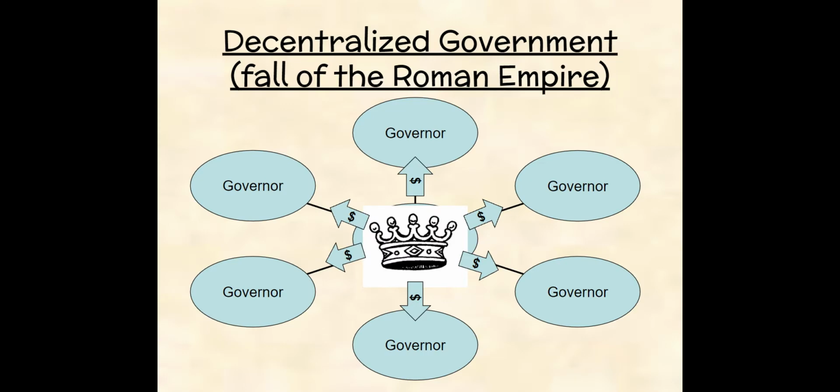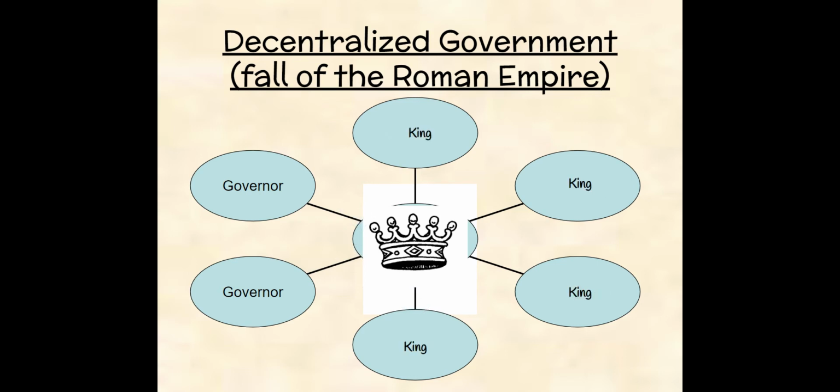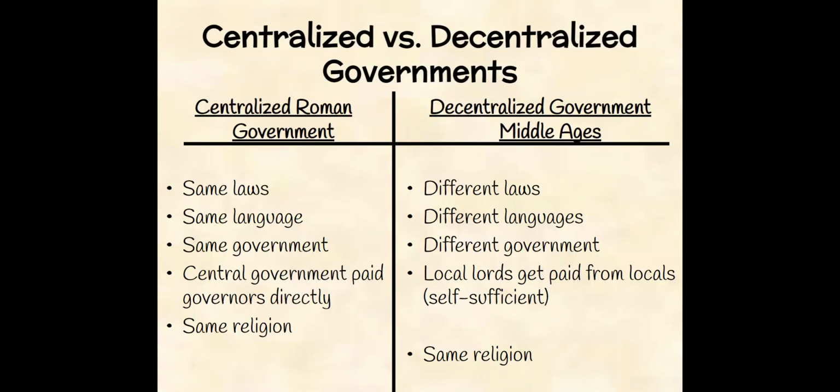Okay, a decentralized government after the fall of Rome. The way that worked is that it was no longer one emperor giving instructions to all the governors. What was going on was that all of the governors were falling out, and instead they had kings popping up all over the place. When they had kings popping up all over the place, it made things very difficult to keep control over what they were doing because everybody was doing something different.